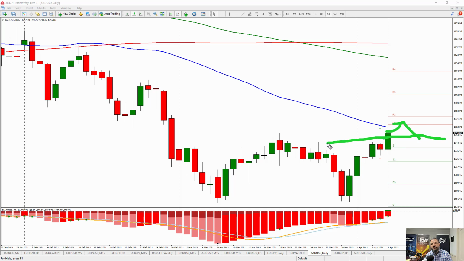But also there's some support and resistance here as well, right? Because we have a level here, a level here, a level here.